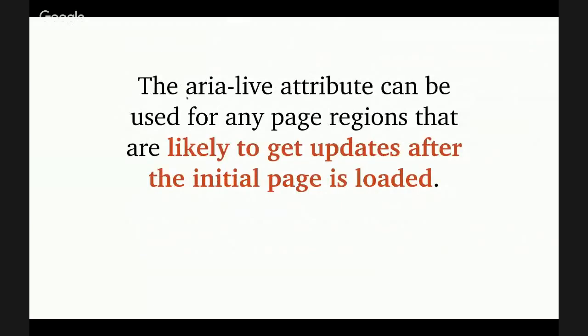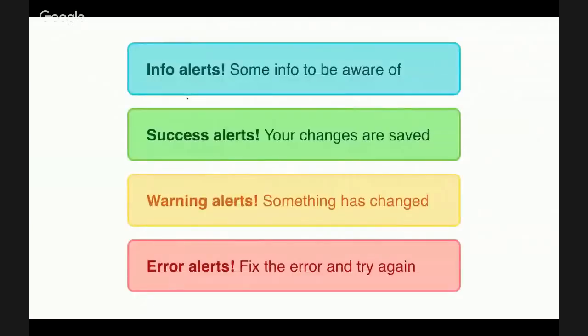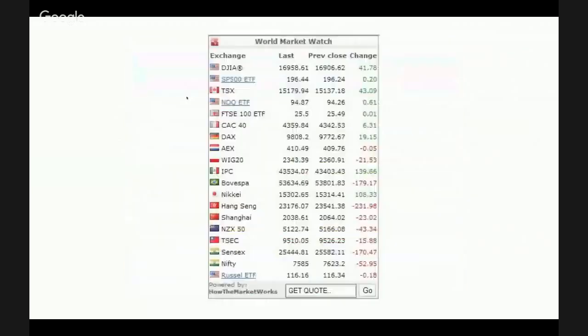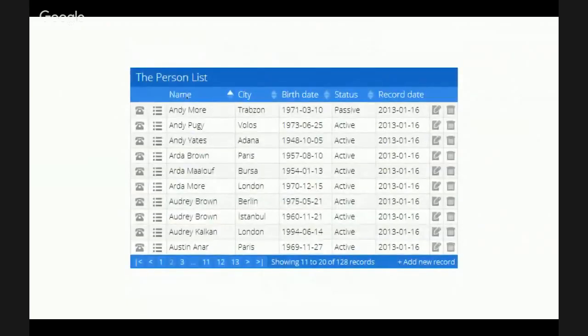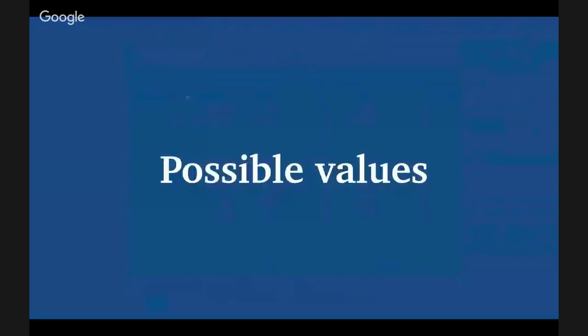Now this can be used for all sorts of amazing things. It can be used for alerts and messages and warnings. It can be used, God help you, for things like stock reports if that's an important part of your site and you've got rolling stock information. It can be used for sortable tables. It's really good for letting screen readers know that the content of that table has been resorted.